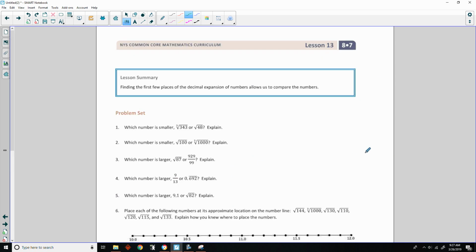Okay, that is the end of lesson 13. Review this lesson summary and go to your problem set.